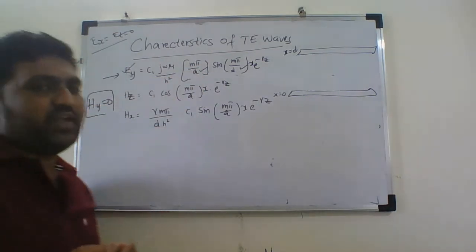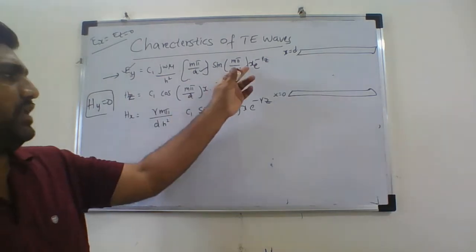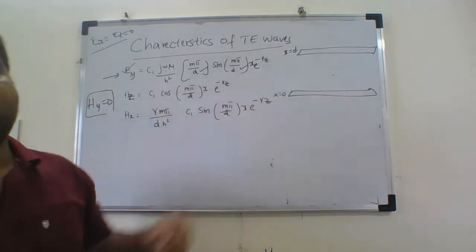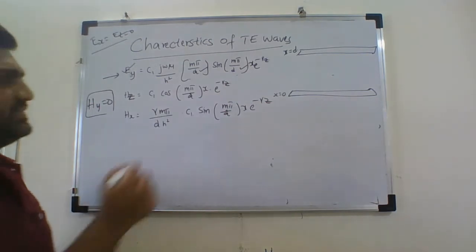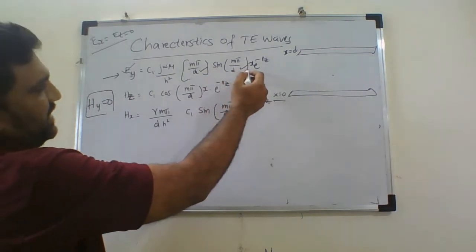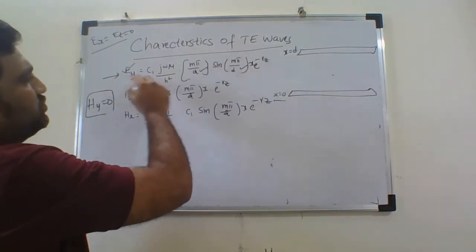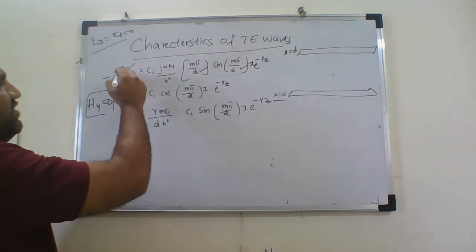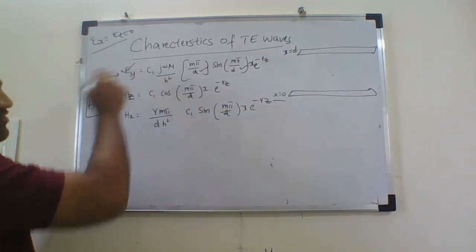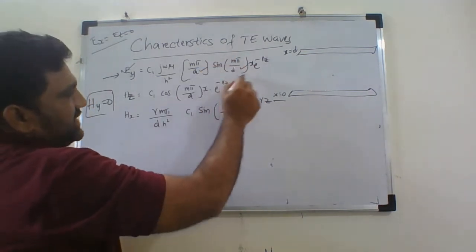The field patterns are nothing but the visualizations that are obtained by varying the x value from 0 to d. For example, if I put x is equal to 0, what I get is sine 0. Sine 0 means 0, so this entire term goes to 0. Let us take Ey first. When I put x is equal to 0, what I get is sine 0.